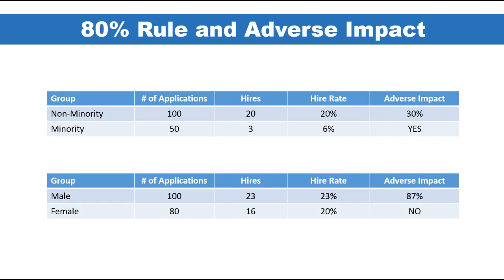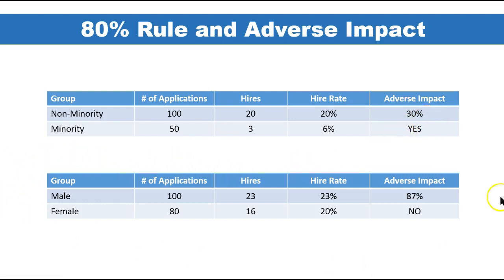For example, there's a group of non-minority and minority applicants. We're looking at this particular table right here. There were 100 applicants for the non-minority group, and there were 50 applicants for the minority group. Of the 100 applicants, there were 20 hires, and that's a hire rate of 20%. Of the 50 applicants, there were 3 hires, and that's a hire rate of 6%. Now 6 over 20 is 30%, and that is less than the 80%, and therefore there was adverse impact. Again, there are other statistical tools to make sure this is actually statistically significant.